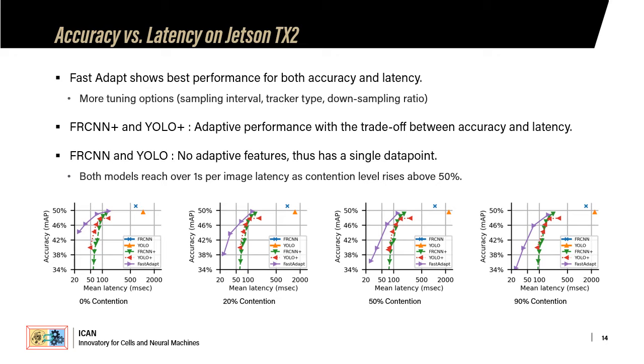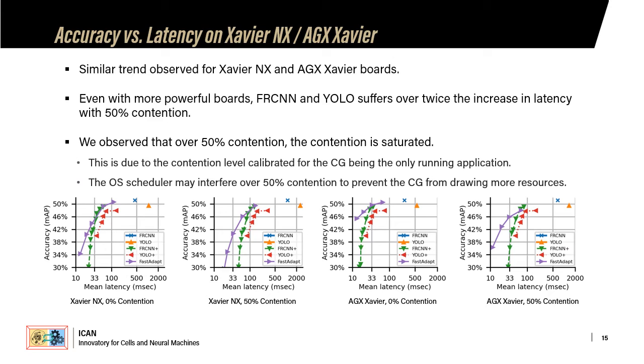FRCNN and YOLO do not have any adaptive feature and have a single data point, whose latency increases up to 1 to 2 seconds per image as contention level rises. For performance on Xavier NX and AGX Xavier boards, a similar trend is observed. One thing to note is that even if we use more powerful boards, FRCNN and YOLO still suffer over twice the increase in latency at 50% contention.